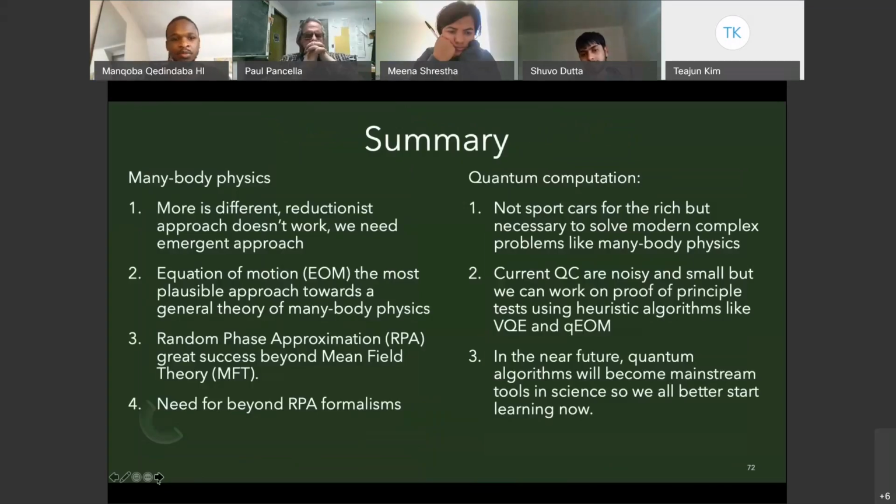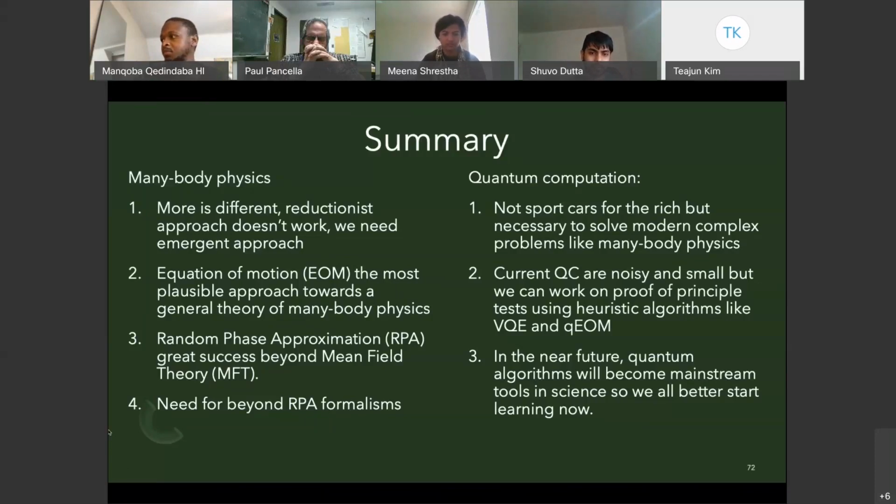Okay, so let me do a summary and conclusion. The summary that I want you to take home is that for many-body physics, we need to use the emergent approach. And the most promising framework to do that is the equation of motion, which, as I told you, is the most plausible one towards a general theory of many-body physics. And random phase approximation, which approximates that excitation operator, has been very successful above mean field calculations and other Hartree-Fock calculations. But we still need to go beyond that.